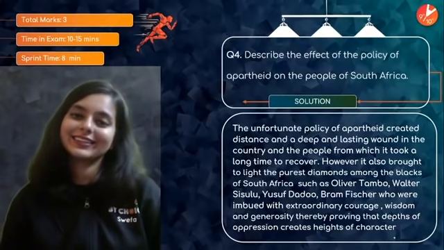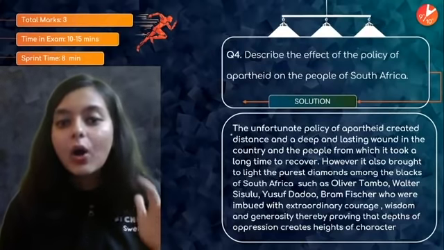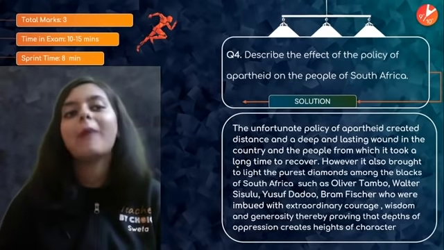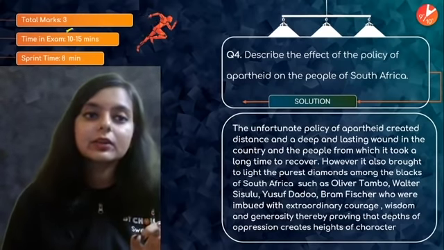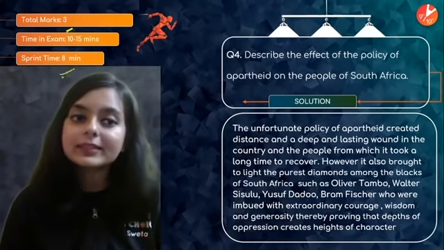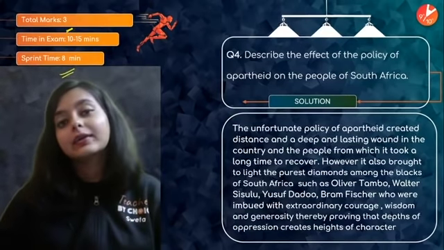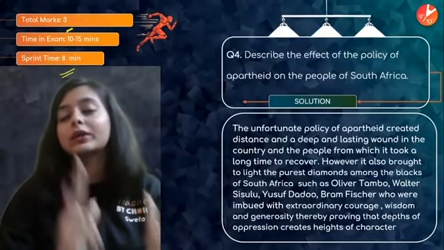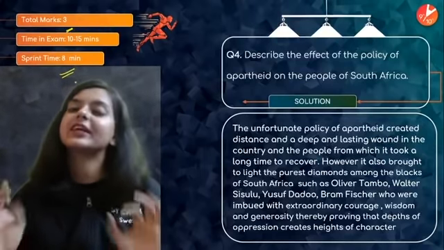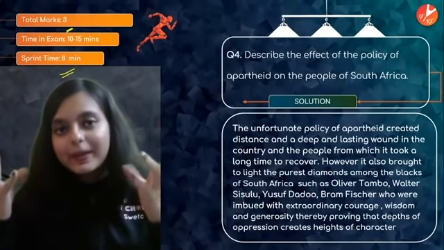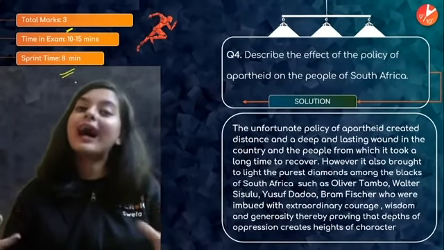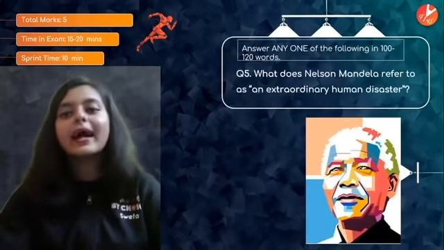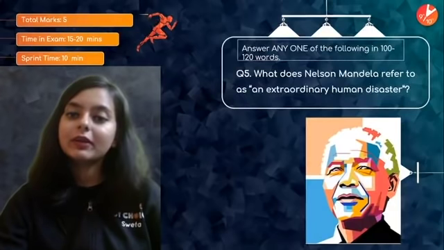heights of character. Right? So you see how this answer is written in a crisp manner, because it's just of 3 marks and we have to complete this within 8 minutes. So you cannot elongate your answer much. Right? But also notice that we haven't missed out a single point. So try to make your answer crisp without missing out on a single note. That is very important.